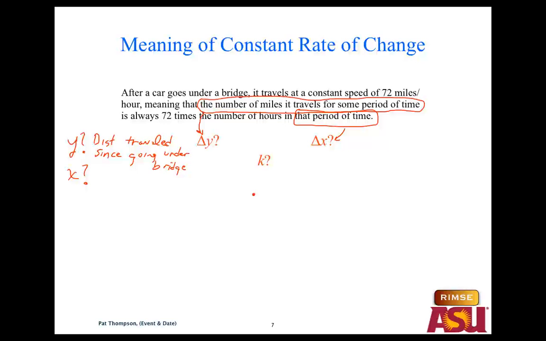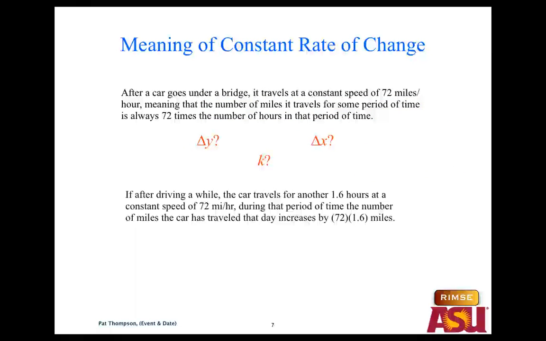So what would we say? That the big idea here is that this equals, and that's exactly what the statement is saying. It's saying that the number of miles it travels is always 72 times the number of hours in that period of time that it traveled, and that change. Does it make sense? Anybody have a question? Okay, try it again. Same thing.